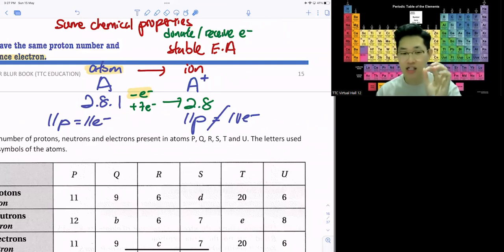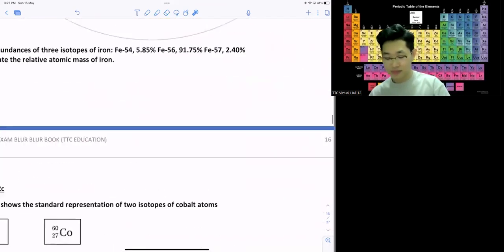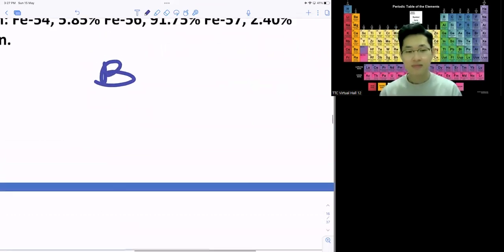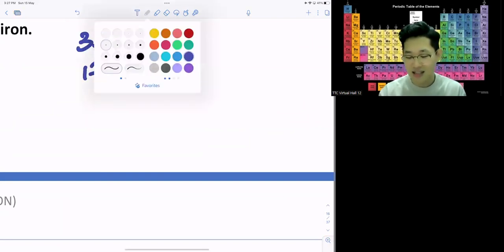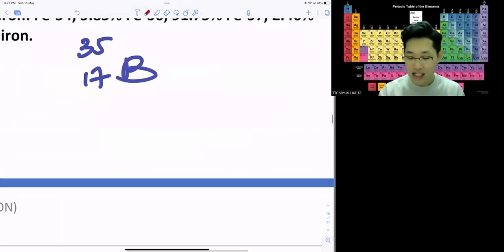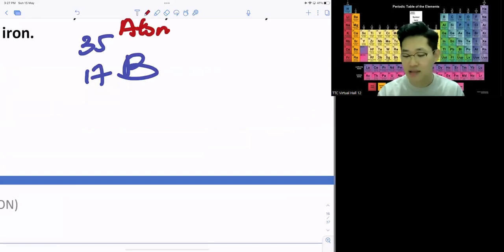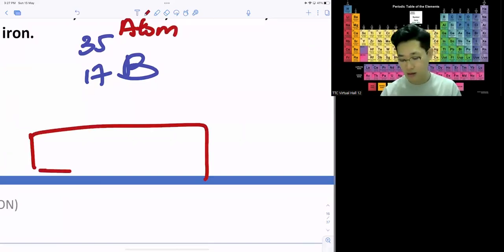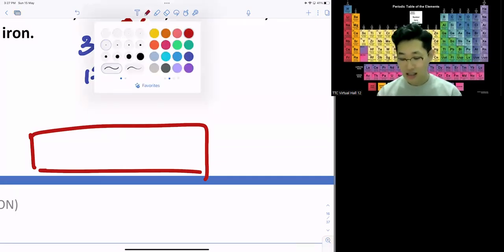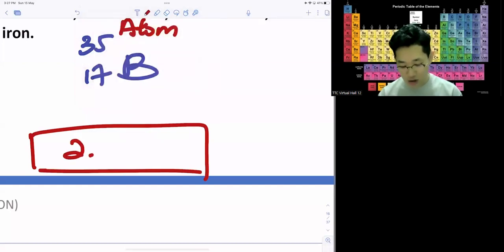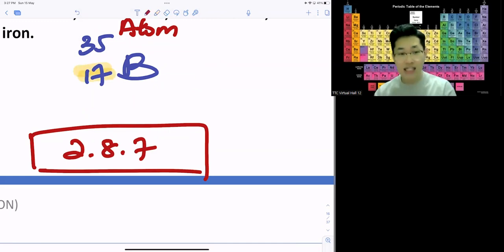Now, students, I ask you last question. If this is B, 35 17. What is the electron arrangement of this atom? What's the electron arrangement of this atom? Yeah, Isabel, very good. Yes, 2, 8, 7, good. 17 proton, 17 electron, so 2, 8, 7.